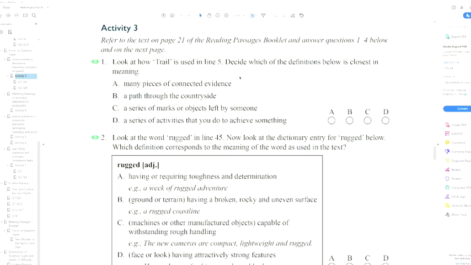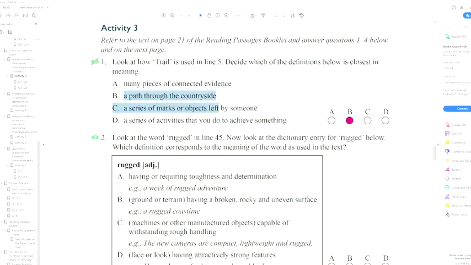How is trail used? Many pieces of a connected device? Probably not. A path through the countryside? That definitely could be it. A series of marks or objects left by someone? Probably not. A series of activities you do to achieve something? Oh, this one is going to be B.